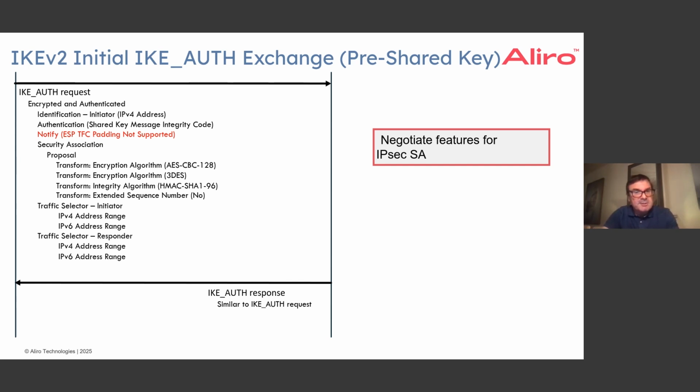The IKE auth message may also contain notify payloads, which are used to negotiate optional features. In this example, the use of traffic flow confidentiality padding is negotiated not to be used.